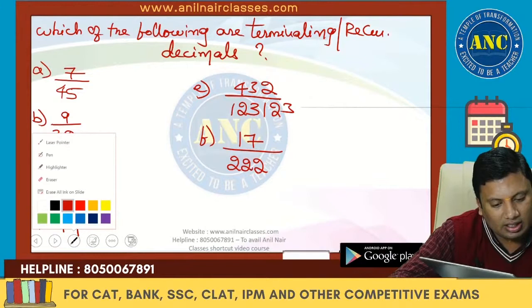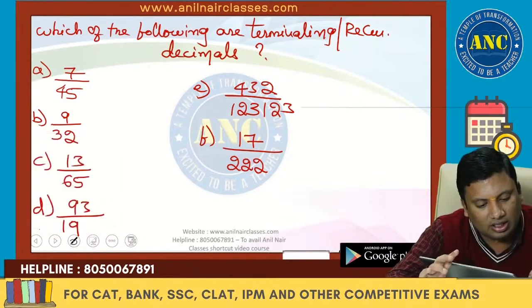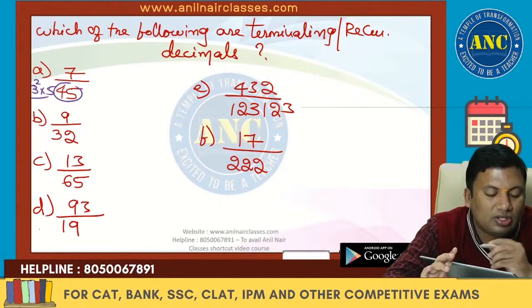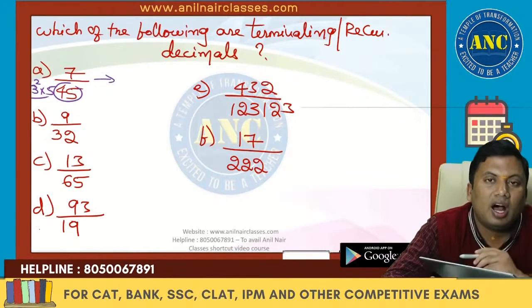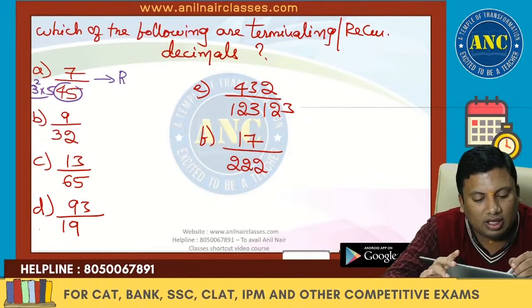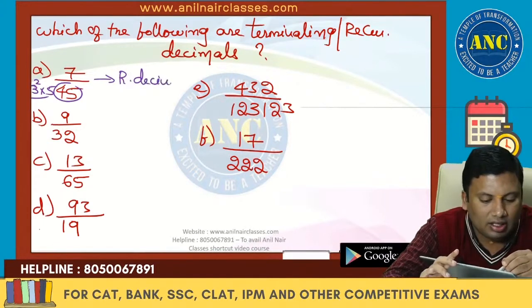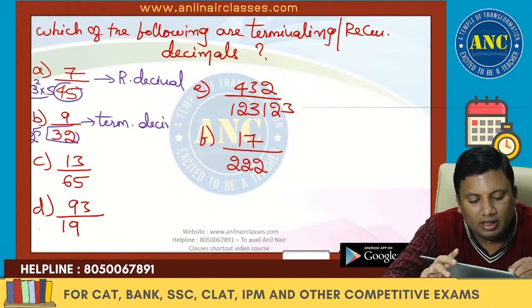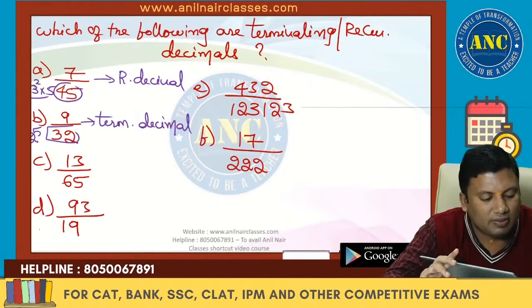Only look at the denominator. The denominator is 9 into 5, which is 3 square into 5. It should only be a combination of 2 and 5, or 2 or 5 alone. So these are nothing but recurring decimals. 32 is 2 power 5, so these are nothing but terminating decimals.